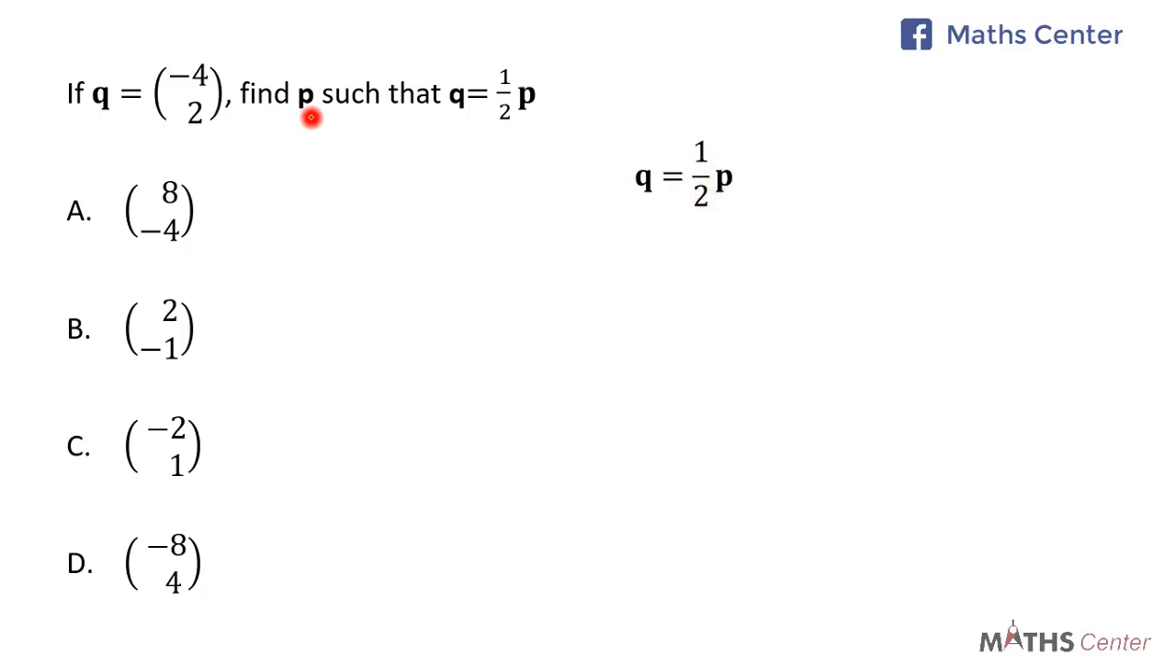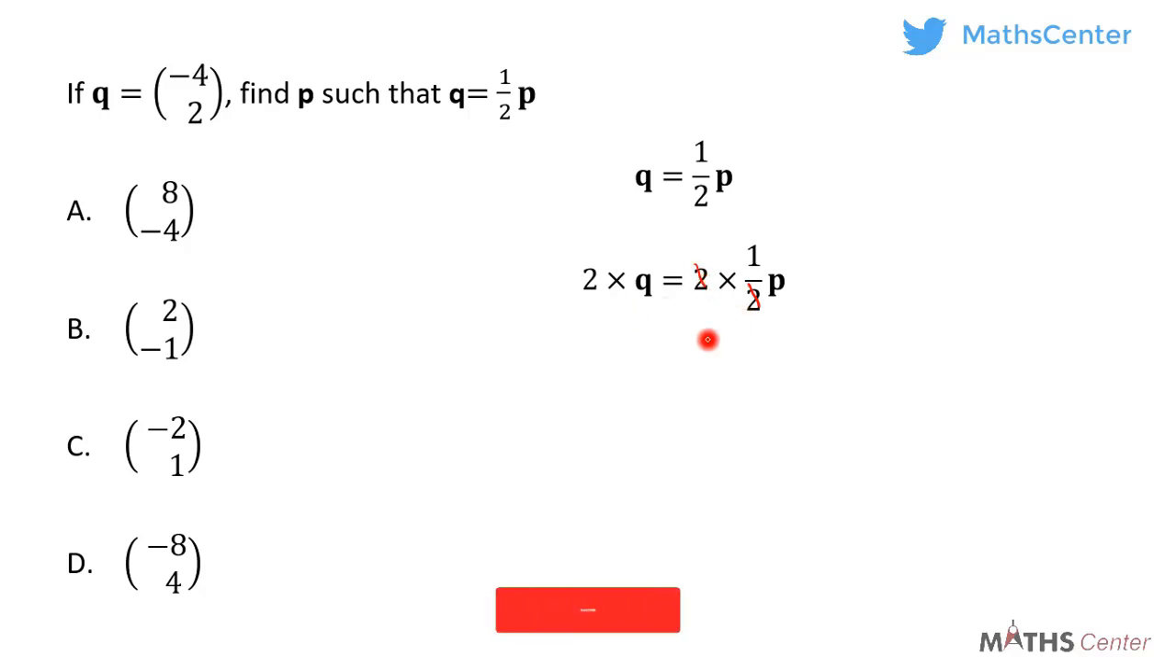We are going to find P, so let's make P the subject. To make P the subject, I'll multiply both sides by 2. When I multiply both sides by 2, you can see that 2 and 2 will cancel. And so you will have 2K is equal to P.